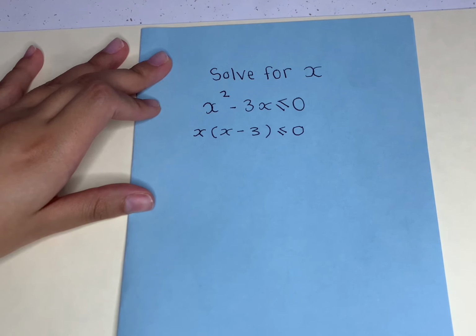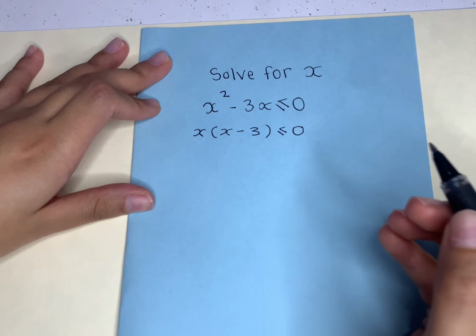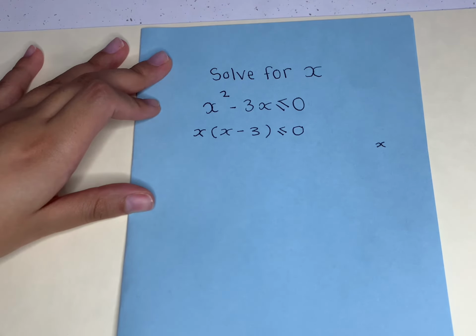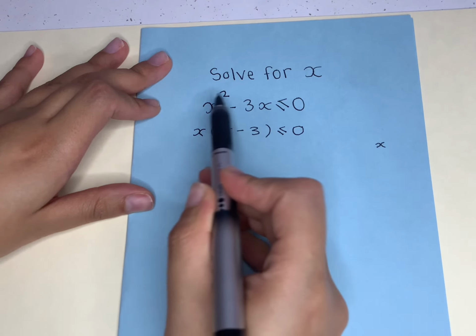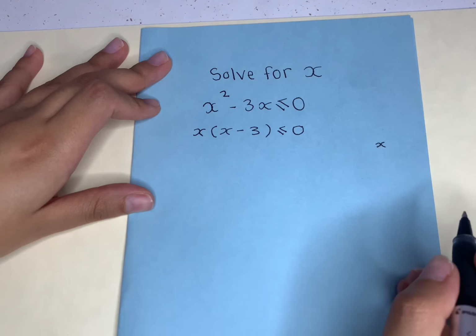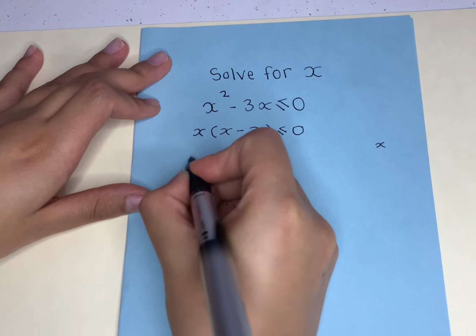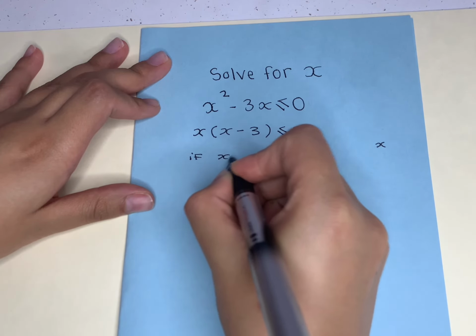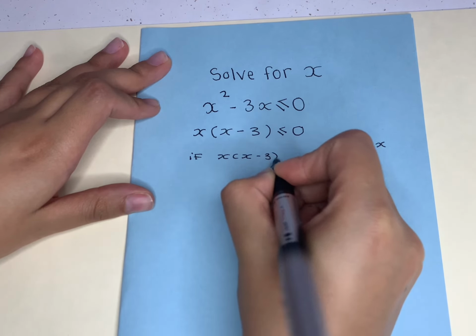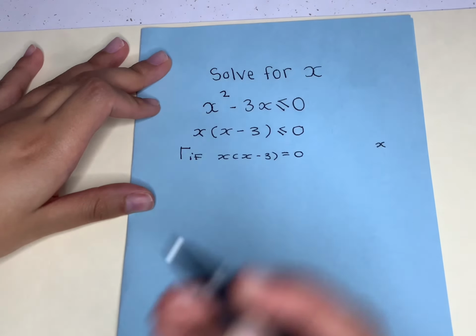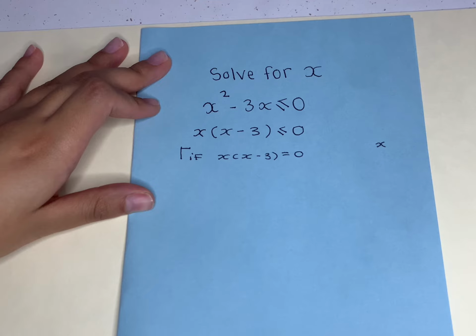Now, with these inequalities, we need to identify the roots. So roots refer to those x-intercepts on the Cartesian plane. Because this is what we call a parabola. It's a parabolic function. So let us suppose if x multiplied by x minus 3 was equal to 0. We are doing this as a side note so that we can obtain the roots.